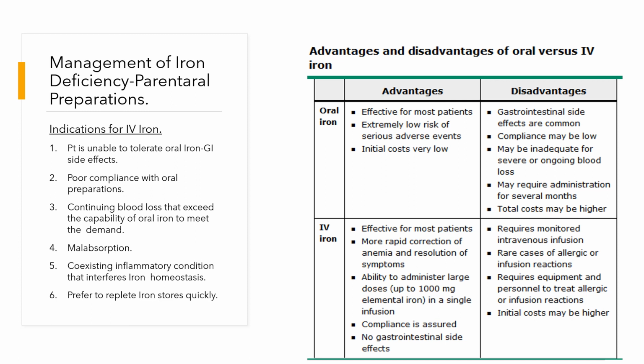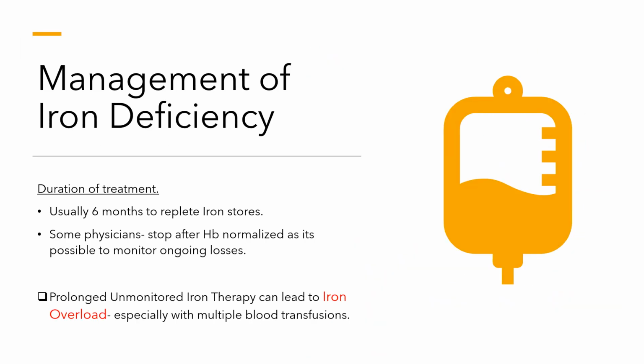So, parenteral iron preparations. What are the indications for IV iron? If your patient is unable to tolerate iron due to gastrointestinal side effects, if the patient has poor compliance, if the patient has continuing blood loss that exceeds the capacity of oral iron to meet the demand, if the patient has malabsorption, or coexisting inflammatory conditions that interfere with iron homeostasis, and if you want to replete iron stores very quickly, you have to use intravenous iron preparations. But it has a lot of side effects, not like oral drugs. Patient can end up with anaphylactic reactions.